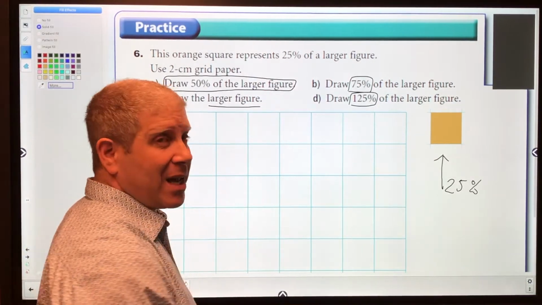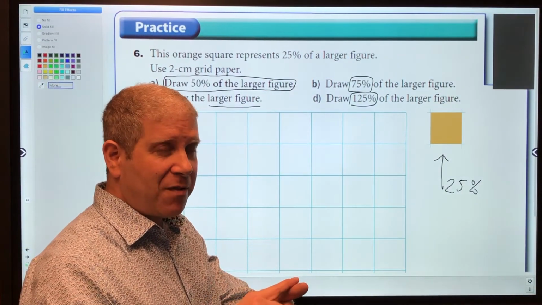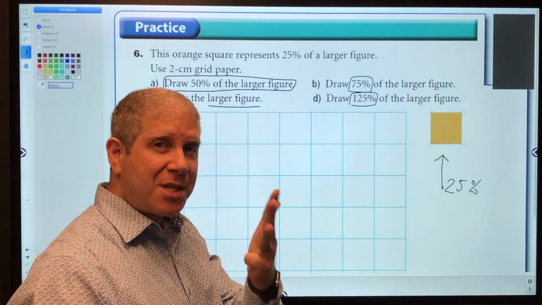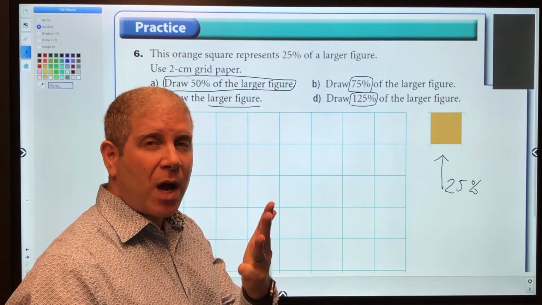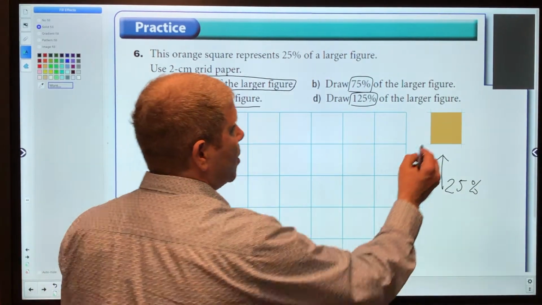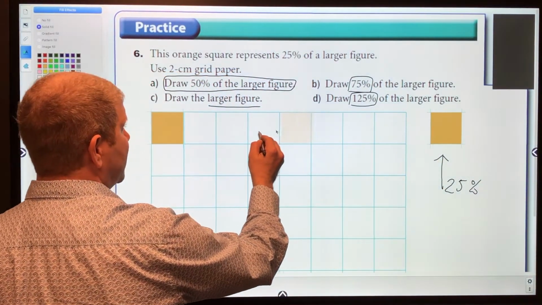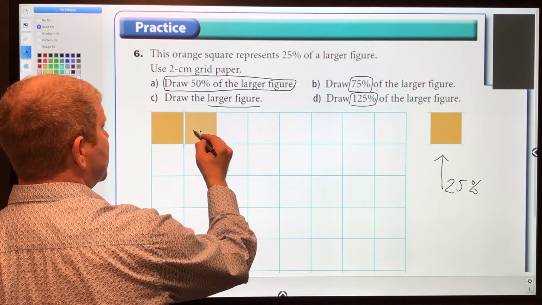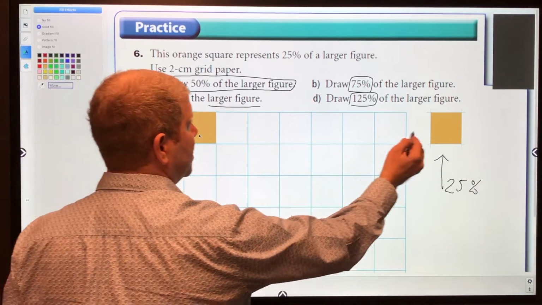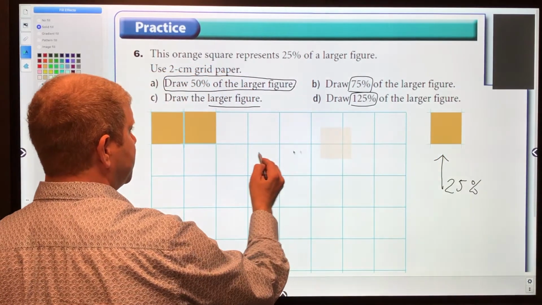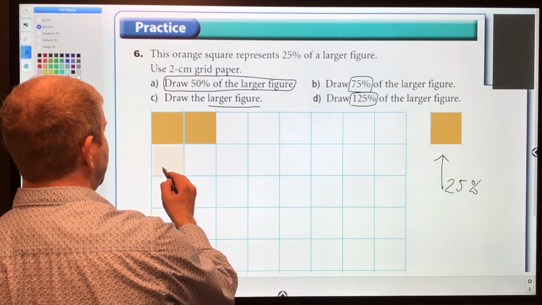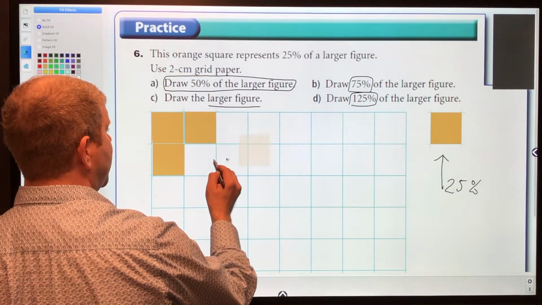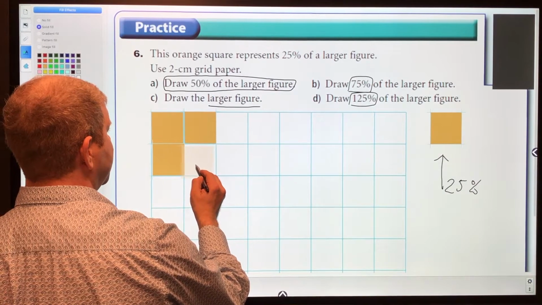Well, if 25% is of my larger figure, I know I need 25%, 50%, 75%, 100%. 100% would be my larger figure because 100% equals 1. So I'm going to need 4 of these then to make my larger figure. It doesn't tell me what my larger figure looks like, so I'm going to go ahead and just make a decision that it's going to be a square. So 1, 2, 3, 4 squares, that gives me 100%.